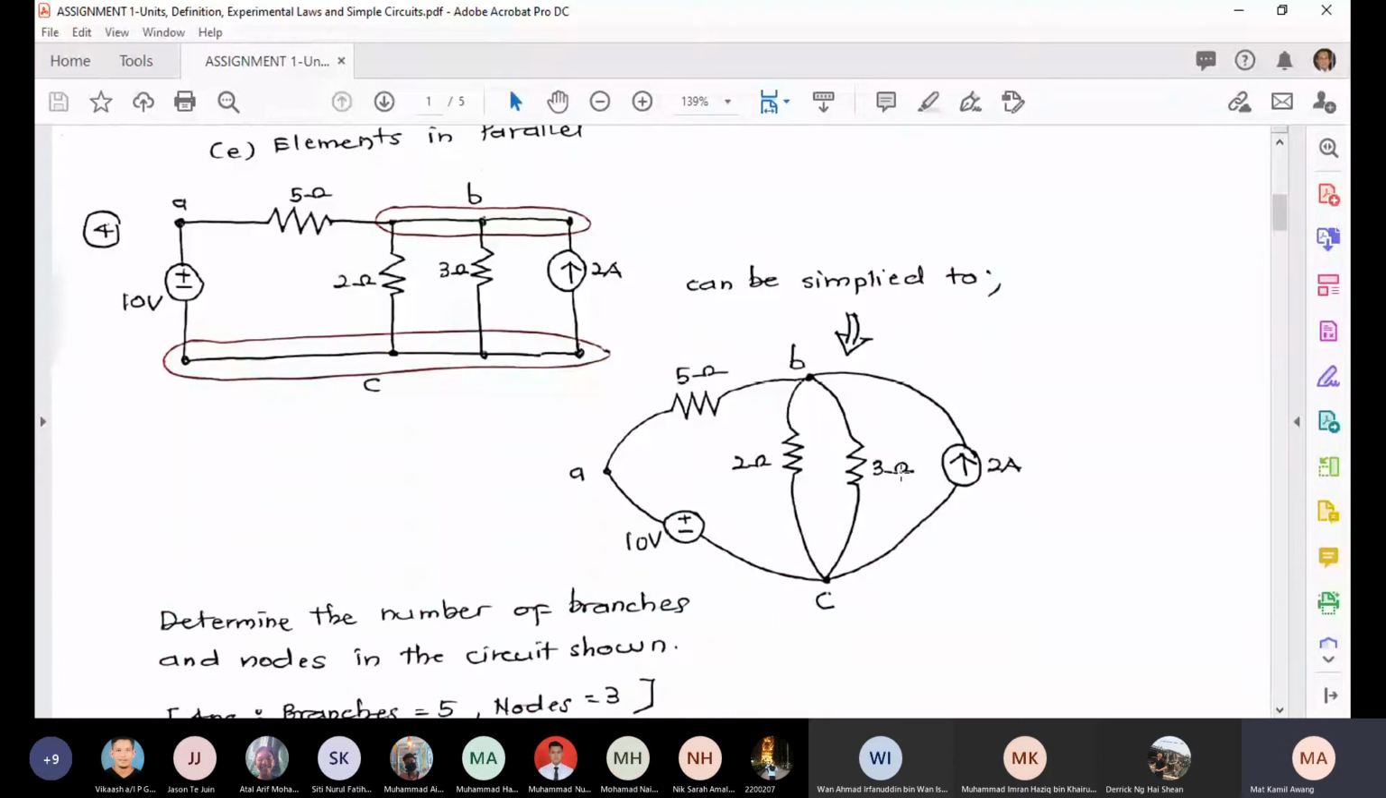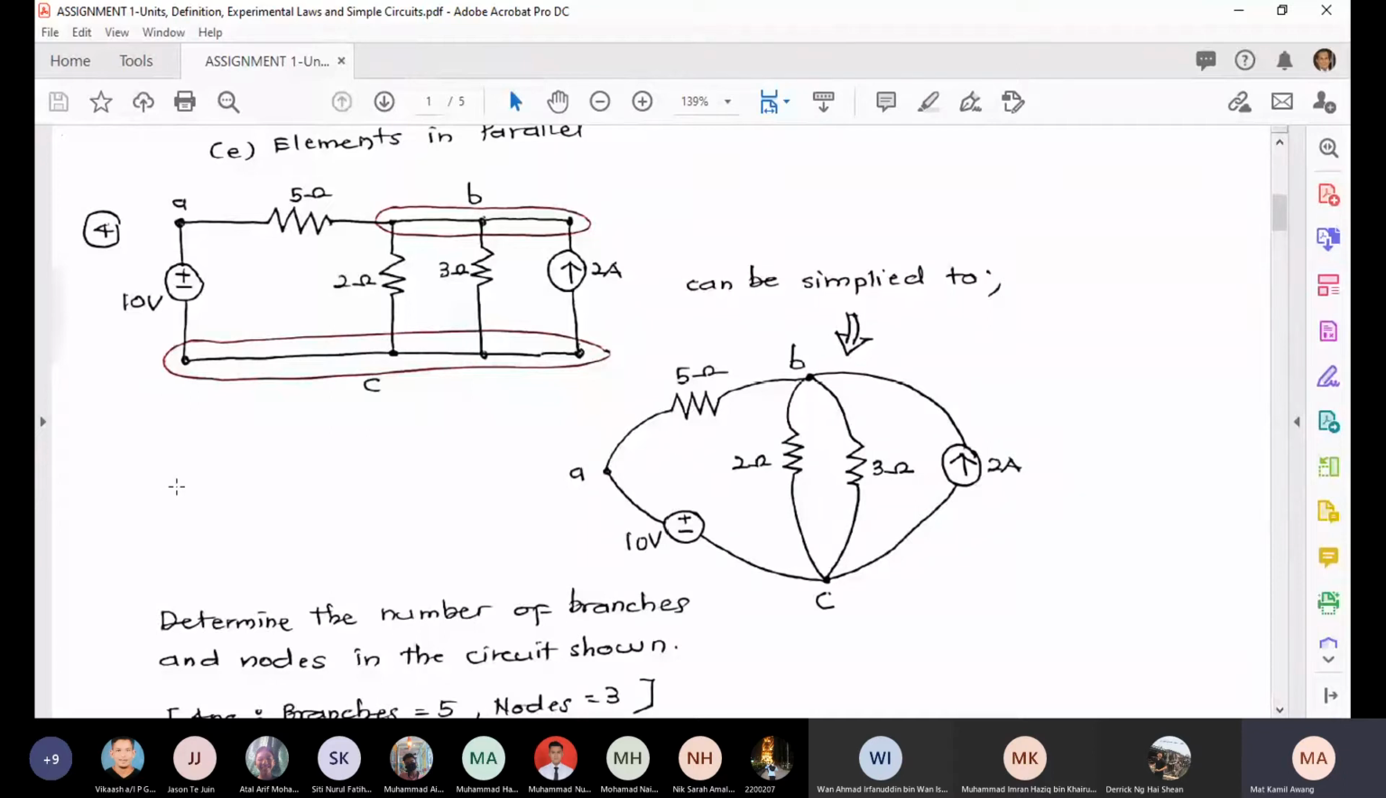Number 4, determine the number of branches and nodes in the circuit shown. So you have this circuit. So how many branches? 5 branches. So what are those 5? Can you tell me? What are the branches? 5. Yes, you have 5.